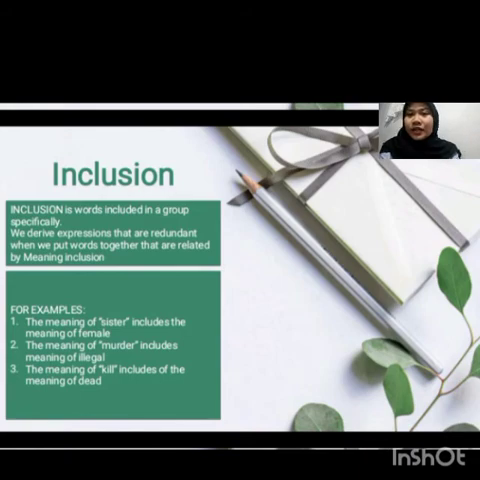Next is inclusion. Inclusion is words included in a group specifically. We derive expressions that are redundant when we put words together that are related by meaning inclusion.